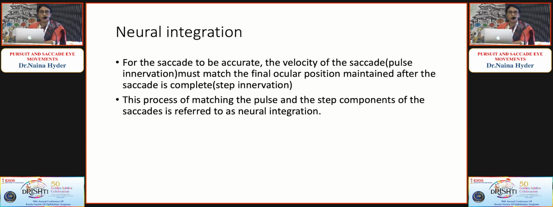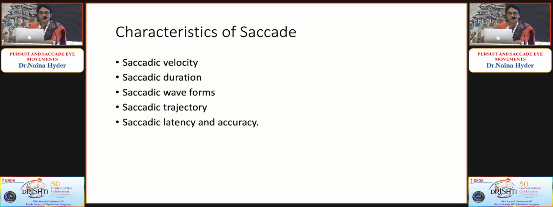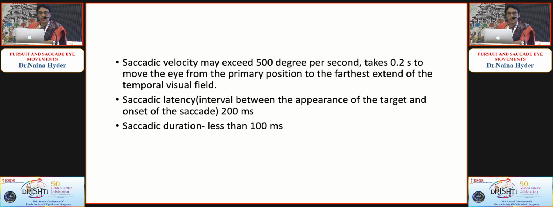There is a phenomenon of neural integration in saccades. For the saccade to be accurate, the velocity of the saccade, that is the pulse innervation, must match the final ocular position maintained after the saccade is complete, that is the step innervation. So pulse, step. This process of matching the pulse and the step components of the saccade is referred to as neural integration. The characteristics of saccades to see are velocity, duration, waveforms, trajectory, latency, and accuracy. It is a very ballistic movement, 500 degrees per second, the latency is 200 milliseconds, and the duration is less than 100 milliseconds.